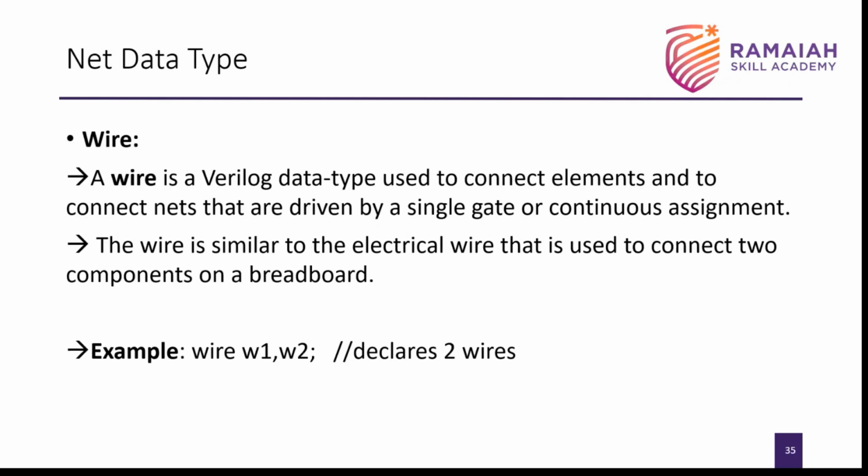Now wire, as I told, is just used to connect the elements. Nothing much. It doesn't store anything. Here is a wire example. This is the keyword wire, W1, W2. So W1 is used to connect maybe AND1 and AND2. W2 may be used to connect AND3 and AND4. Okay, just connecting 2 different blocks.